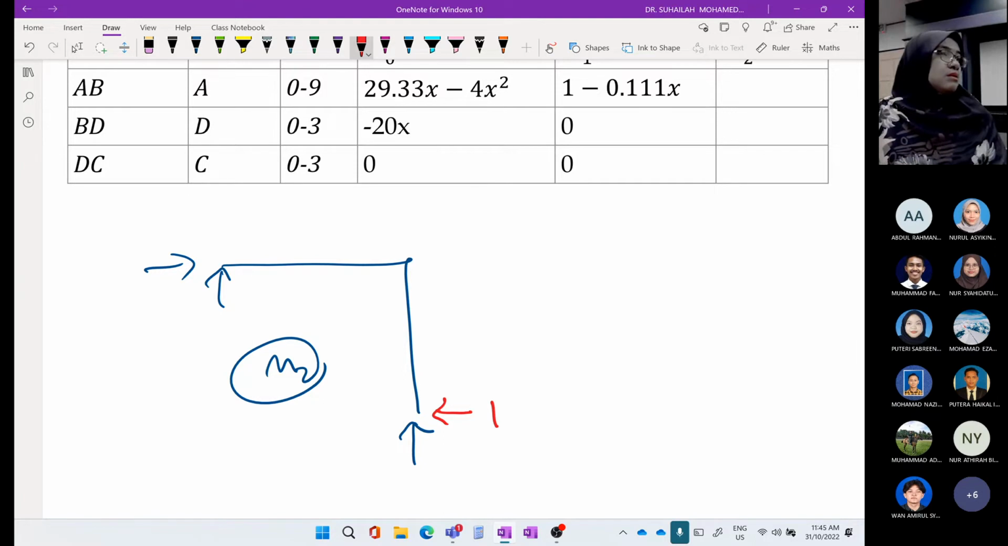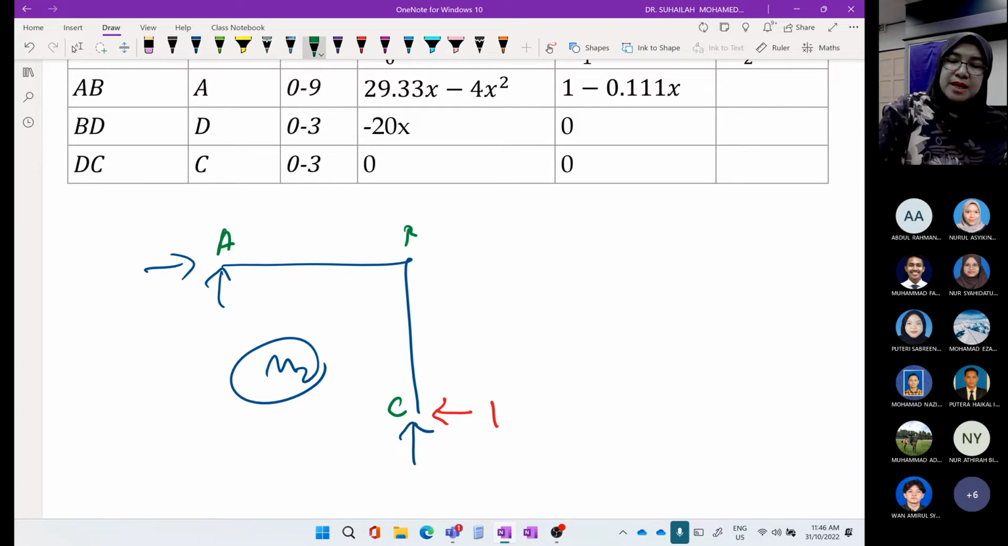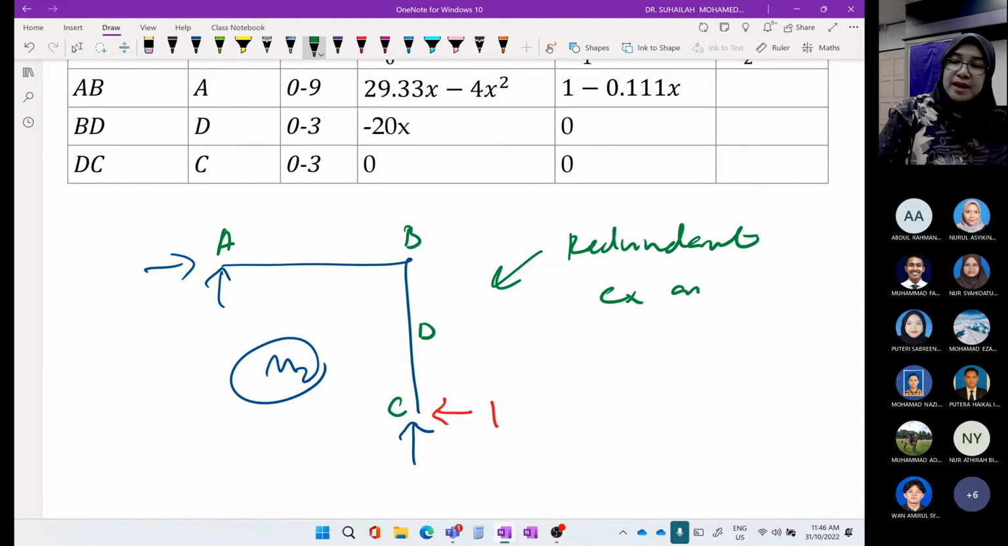How do we separate them? We take the diagram back only. There is no loading, right? Our diagram is frame ABCD. At A there is a pin, here there is a pin, here is B, here is D, for the original. This is a frame with redundant CX applied. This one is redundant CX applied.